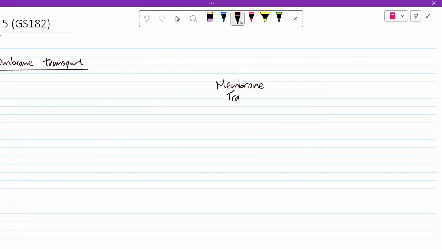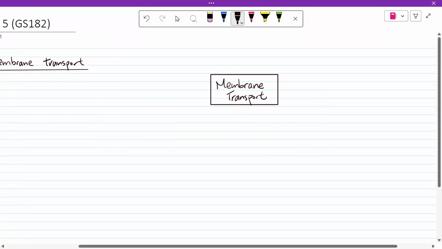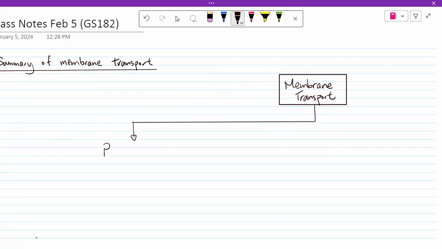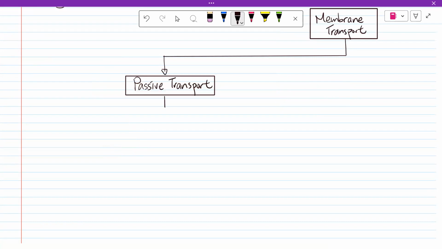Membrane transport, which is just to move things across the cell membrane. And we generally can separate them into two categories. Okay, so here we have our passive transport, for example. Here's the passive transport. And we have a few examples.